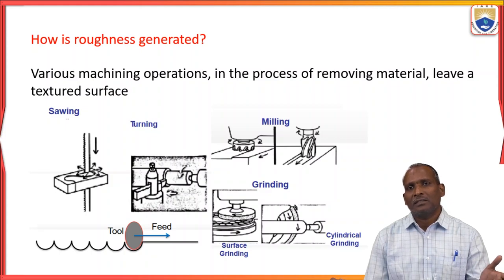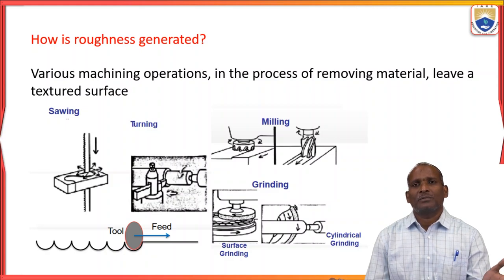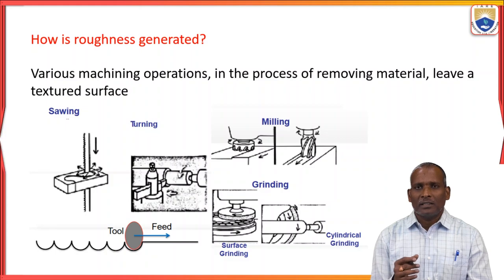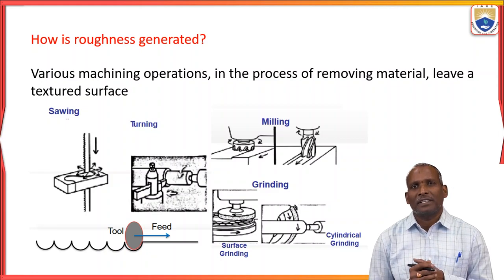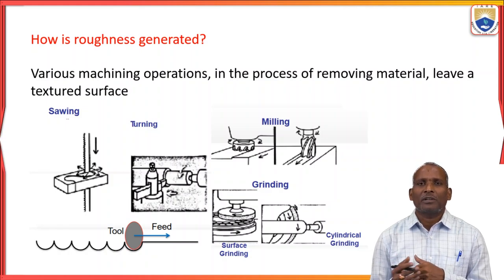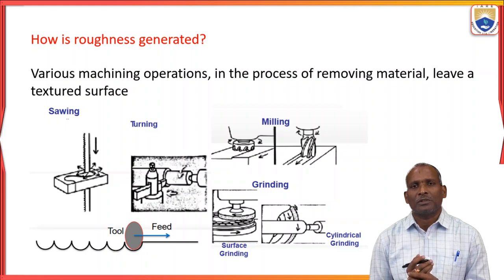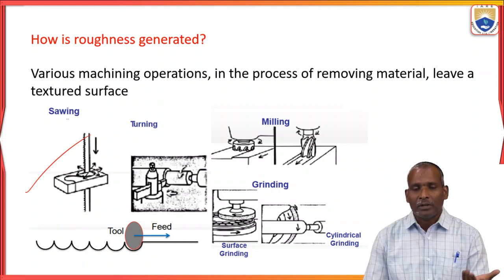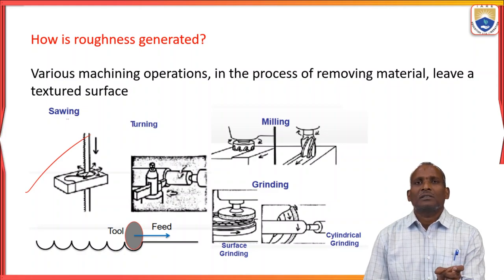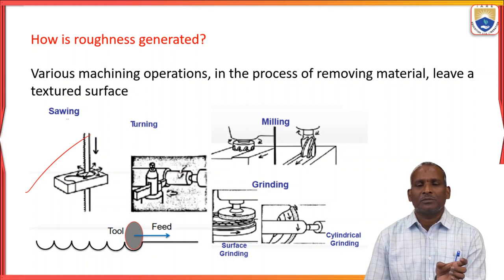So here, removing the material leads to a smooth surface or a rough surface. By performing this operation, some roughness will be generated. If you continue the operation, keep on removing the material, then a smooth surface is possible. For example, when you are doing a sawing operation, some material will be removed, and due to that, some scratches remain on the component. This leads to roughness of the surface.